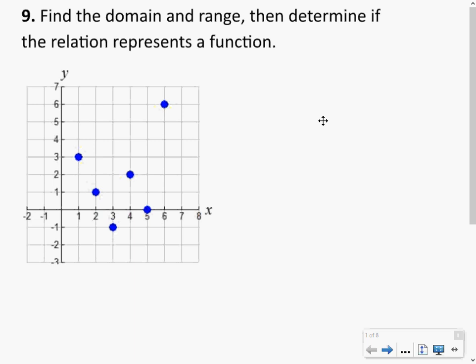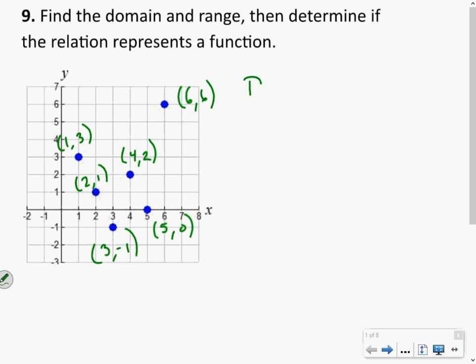Now this is a discrete graph because the points aren't connected, but we can still do domain, range, and determine if it is a function. Now it might be helpful to label all of these points because the x and the y values from those coordinate points are going to make up our domain and range, right? So we've got the points (1, 3), (2, 1), (3, -1), (4, 2), (5, 0), and all the way up here we've got (6, 6).